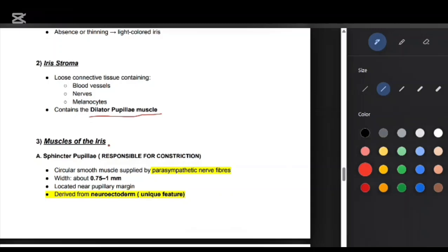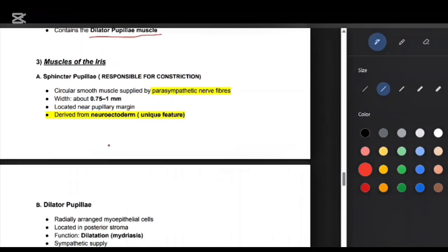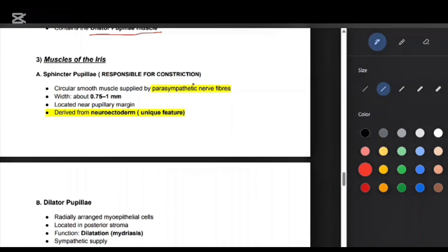Next, number 3 is the muscular layer of the iris that includes the sphincter pupillae and dilator pupillae, as you can see here. The sphincter pupillae is responsible for constriction, as you can see in the name as well, and the dilator pupillae is responsible for dilation of the pupil.